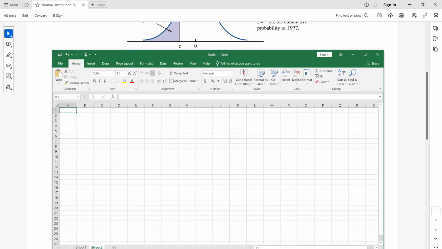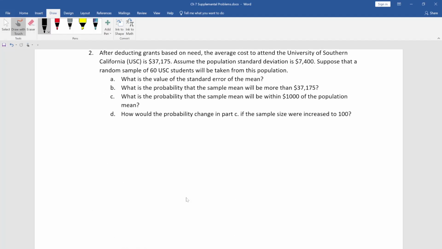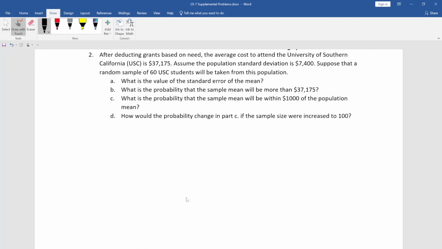Okay, so we're going to move on to the second problem. Number 2, after deducting grants based on need, the average cost to attend the University of Southern California is $37,175. So that would be our mu, our population mean. Suppose the population standard deviation is 7,400. We have a random sample of 60 students, so N is 60. That will be taken from this population.